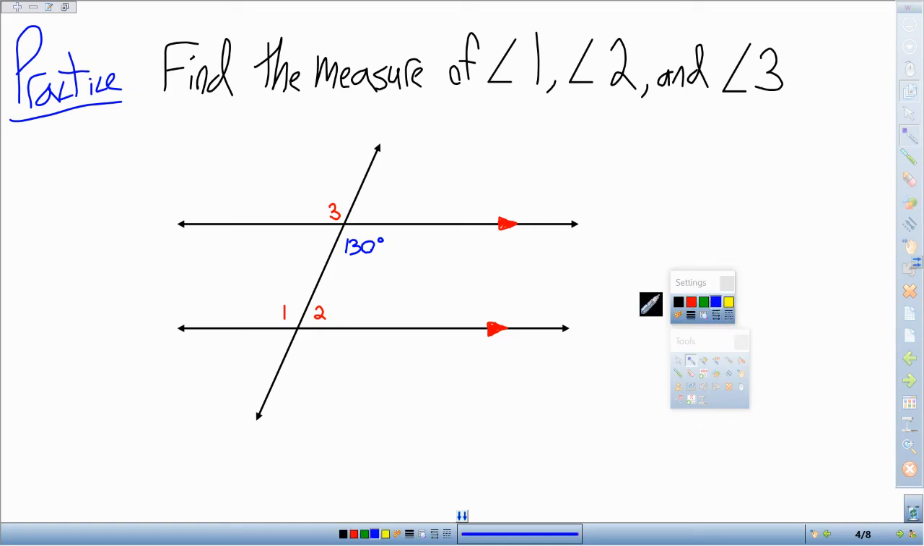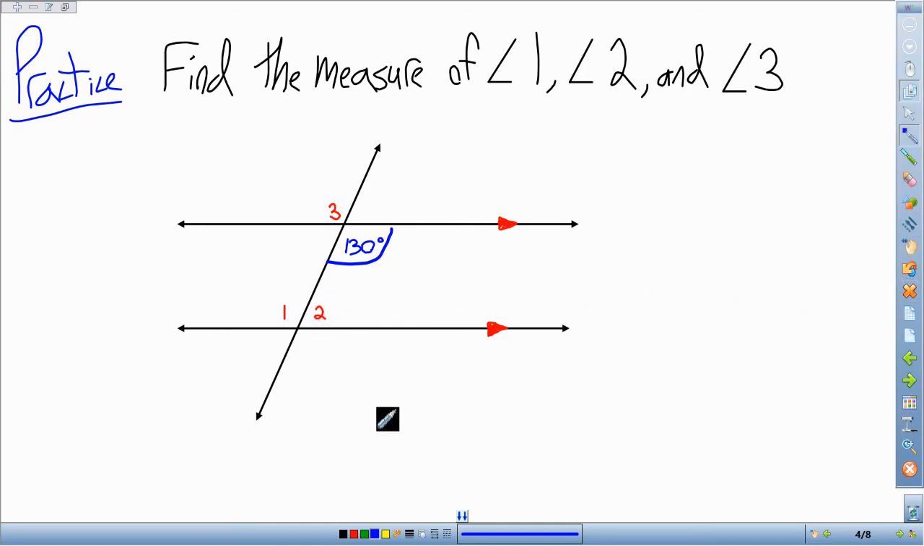If you noticed that this 130-degree angle and this angle 3 were vertical angles, you could have done that. If you noticed that this 130-degree angle and angle 1 were alternate interiors, you could have started with that. If you noticed that this 130 and this angle 2 were same side interiors, you could have started with that. So my point is there's a lot of directions to go on these. Do whatever shows up in your brain first.